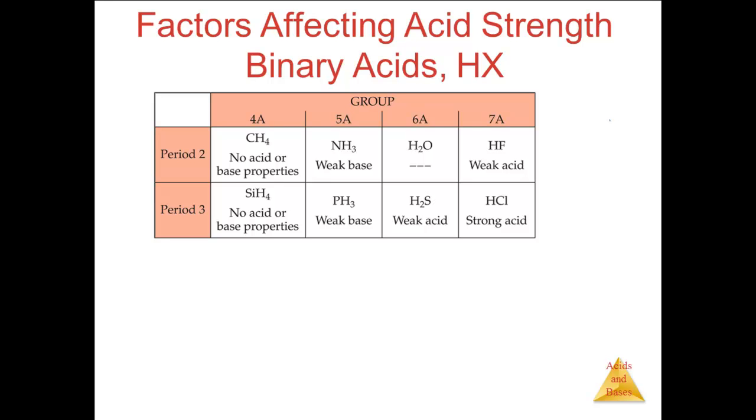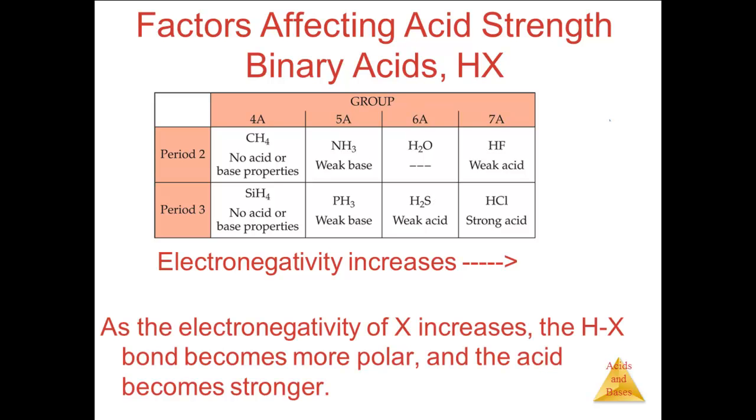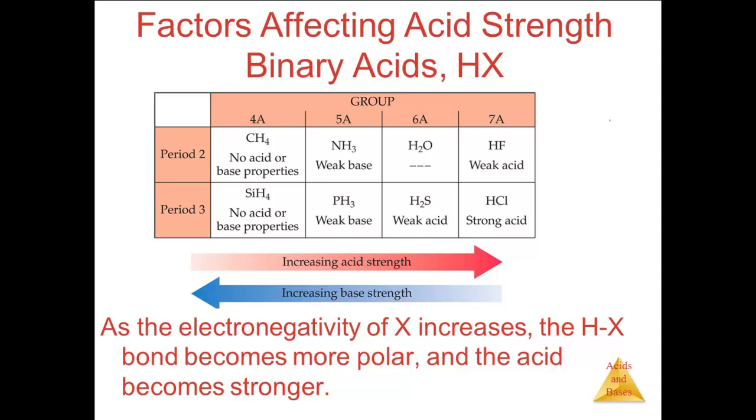Factors affecting acid strength, binary acids. Shown is a portion of the periodic table showing the binary compounds with hydrogen and their relative acid strength. Going across the period from left to right, the molecules become more acidic. This is because the electronegativity of the central atom increases going from left to right. As the electronegativity increases, the polarity of the bond increases, and the strength of the bond decreases. So, the acidity increases going from left to right across a period.